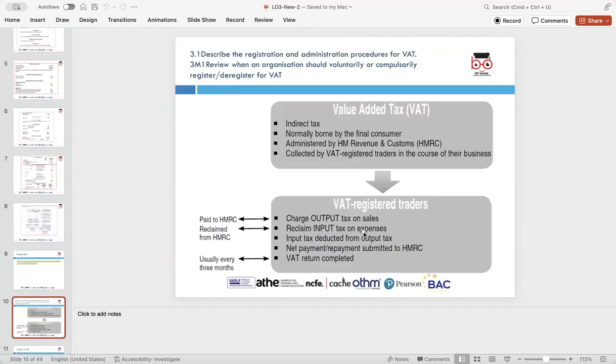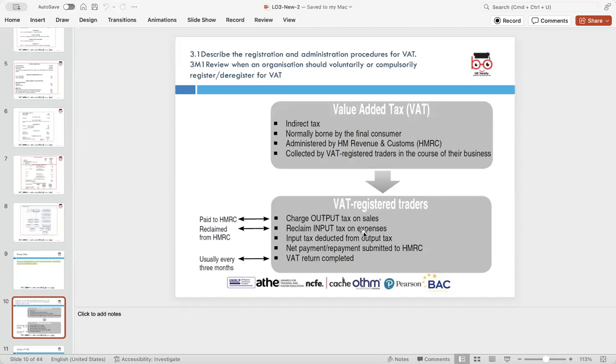Now, describe the registration and administration procedure for VAT. VAT, value added tax, is an indirect tax that is typically shouldered by the final consumer. In the United Kingdom, it is overseen and managed by HM Revenue and Customs.